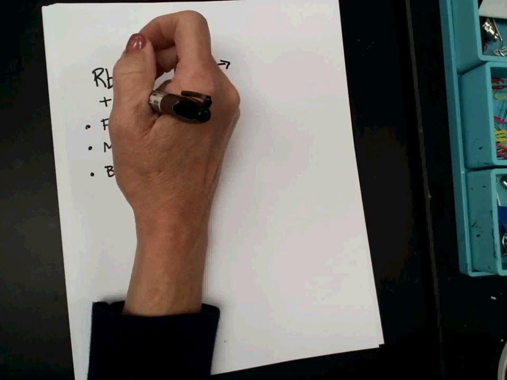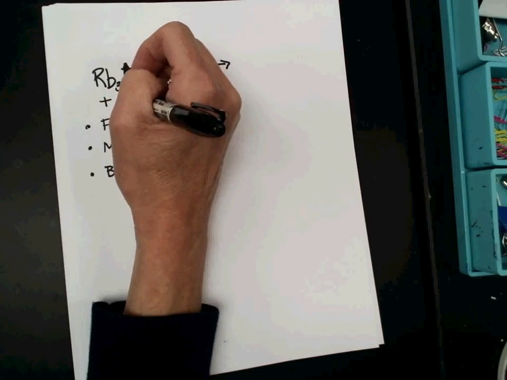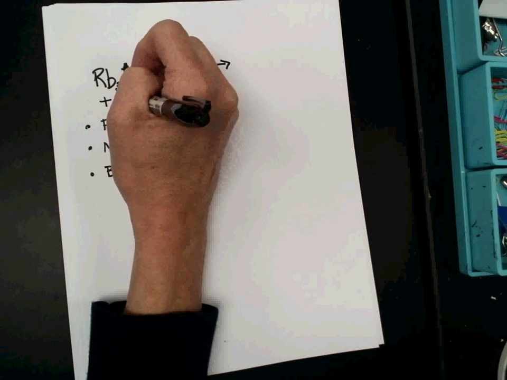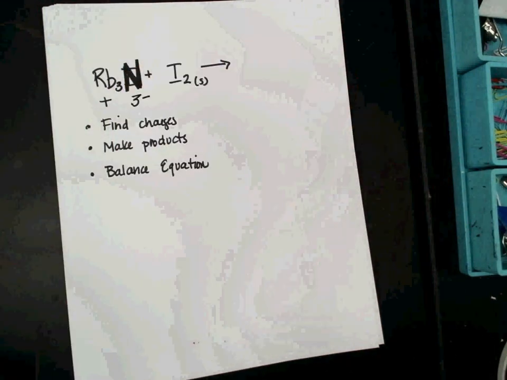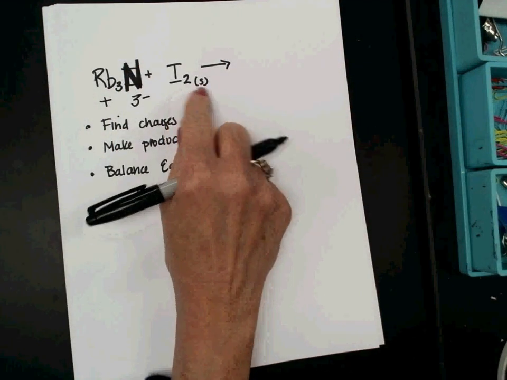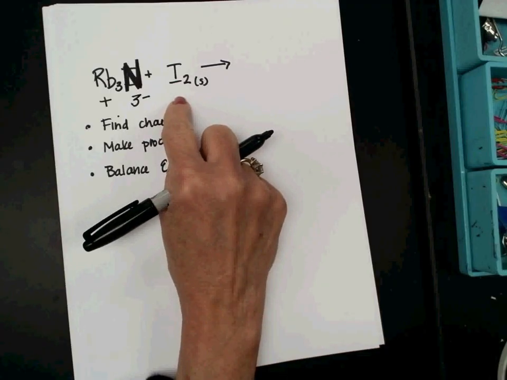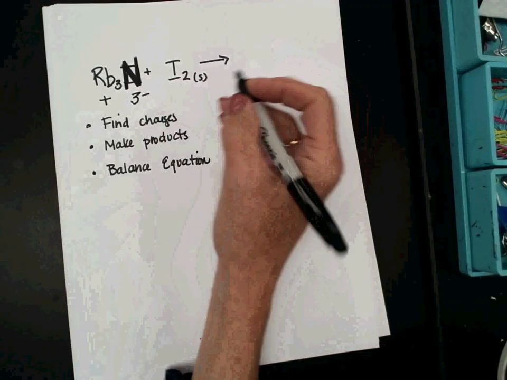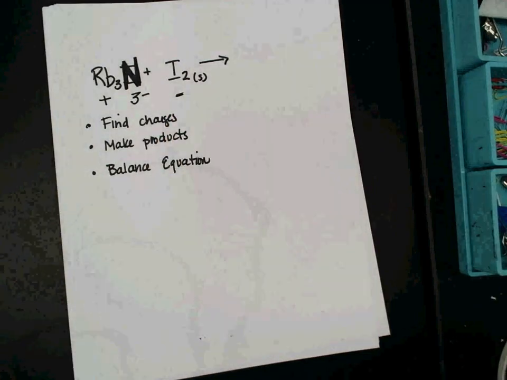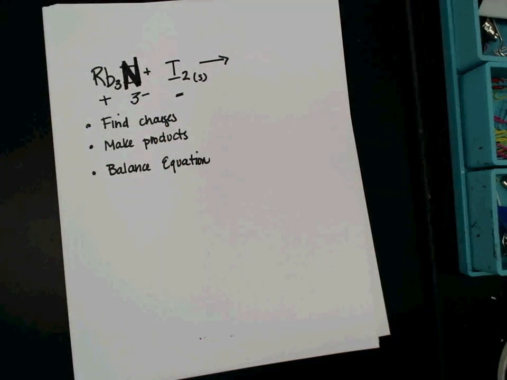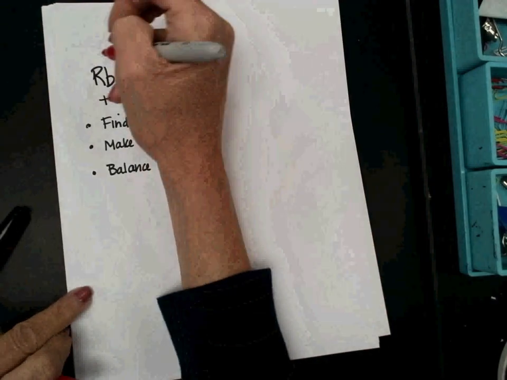I would have thought it was 3 plus because there's 3. What is the charge on nitrogen? 3 minus. Thank you, Kinsey. Okay, and this has no charge as it stands because it's a diatomic molecule. If iodine is by itself, what's its charge? 1 minus. Okay, so what is my Rb going to hook up with?